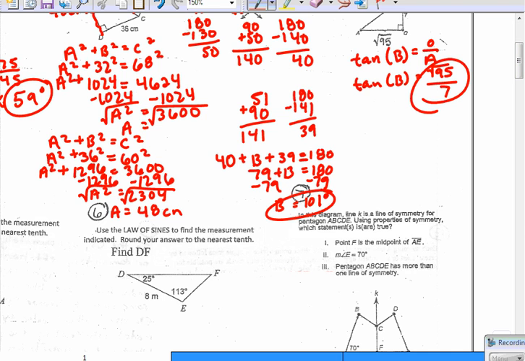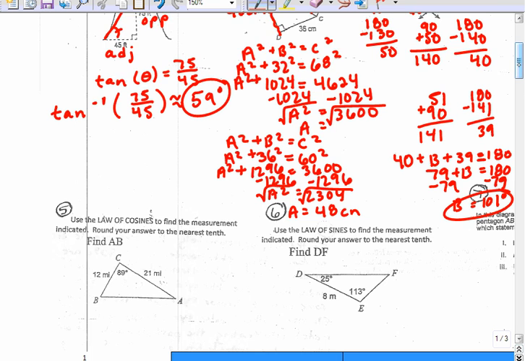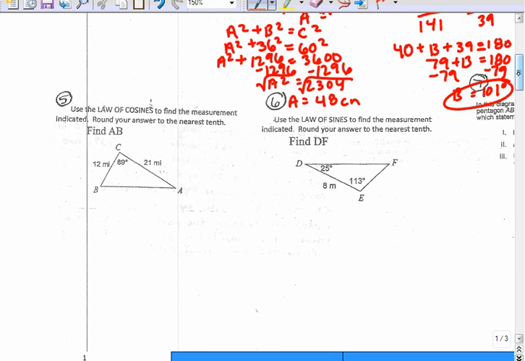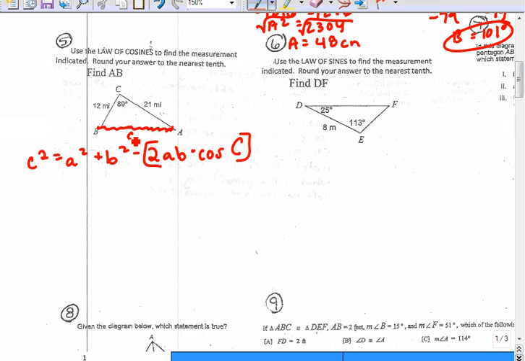Okay, problem number 5 asks us to use the law of cosines to find the measure indicated. You should remember the law of cosines: c squared is equal to a squared plus b squared minus 2ab times the cosine of angle C. We usually put this in brackets so that we remember it all goes together. We're trying to find AB, which is this side over here, which works out because that is little c. So we're trying to find little c.